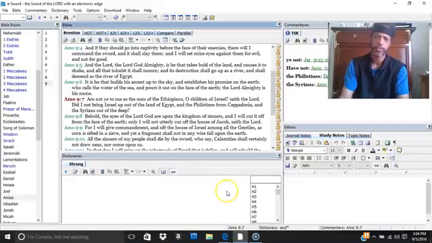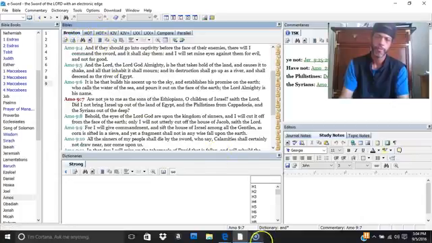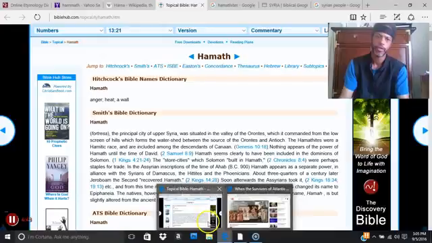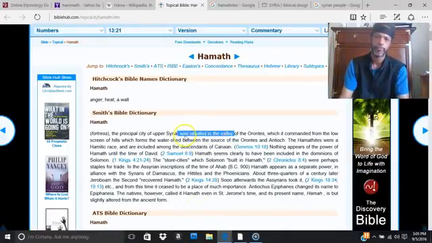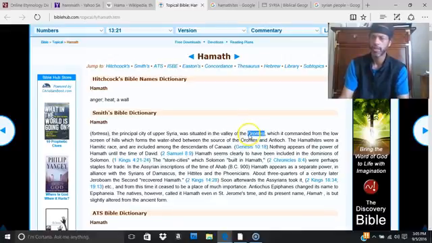So, the Syrians were brought out. Now, let's go back to King James. It said Syrians from Kir. So, the people from Kir are now in Syria. Now, when we go to Syria, it says it was situated in the valley of the Orontes. Now remember, that sounds like Toronto with the T taken off, right? Which is commanded from the low screen of hills which form the watershed between the source of the Orontes and Antioch.